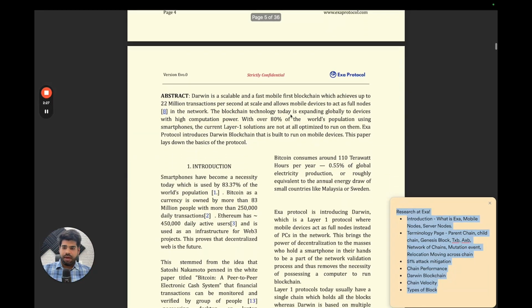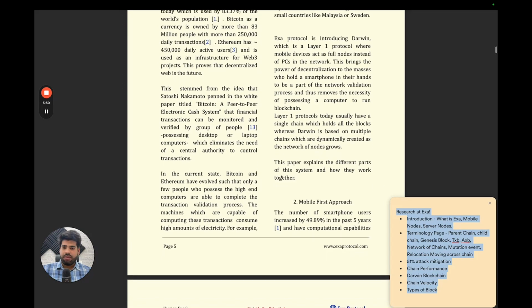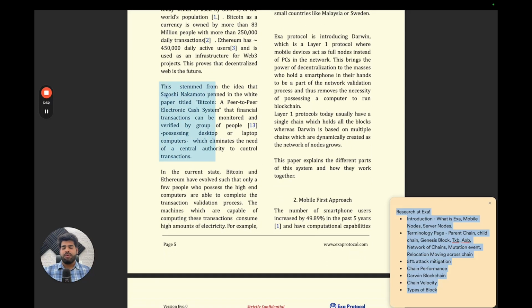In this paper, we have mentioned that Darwin is a scalable and fast mobile-first blockchain that achieves a theoretical maximum of 22 million transactions per second at scale. Of course, there is a star to it. When I say at scale, I mean if the network grows beyond, let's say, 500 million to a billion mobile nodes, then our network automatically scales and we can hit a TPS of 22 million.